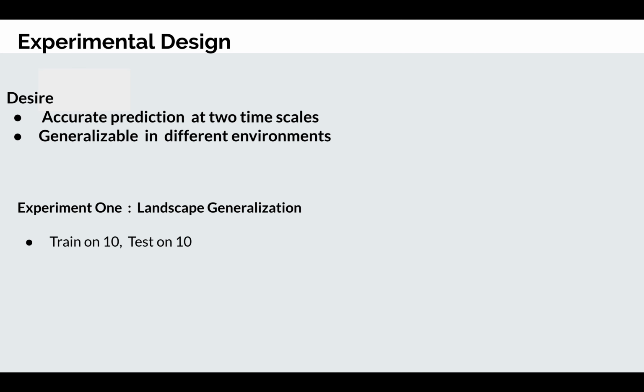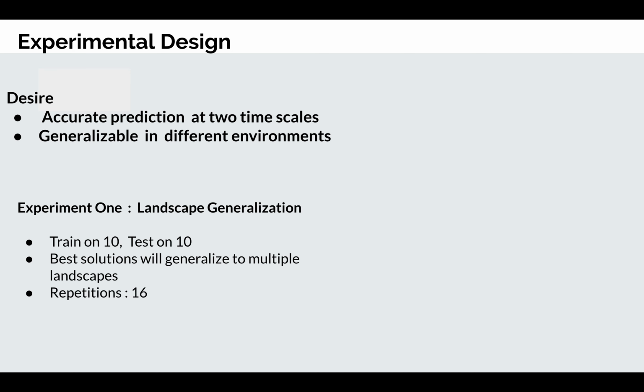And so to do that, we train on 10 different landscapes and then test on an additional 10. And the best solutions, ideally are able to generalize to that design. We do this across 16 repetitions, allowing 50 generations for evolution, and choose a population of size 100.